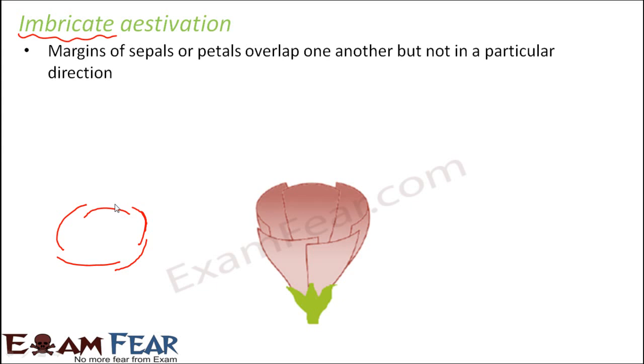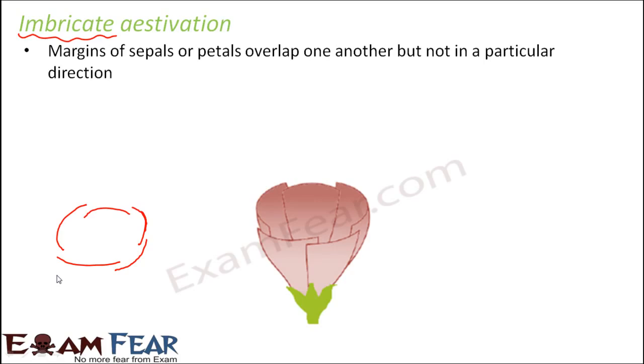Like in case of twisted, this above this, again above this, again this should have been above this if it would have been a twisted aestivation. But in imbricate aestivation, it is like twisted aestivation, but there is no specific pattern of twisting. Sometimes it is above, sometimes it is below, so that the overlap doesn't follow a specific pattern. So that is known as imbricate aestivation.